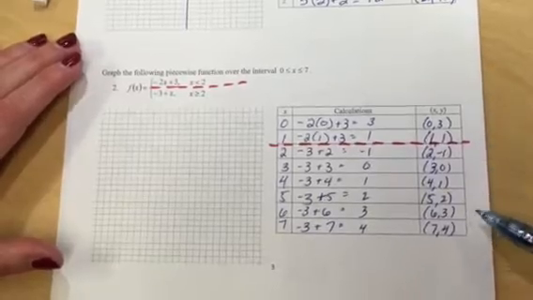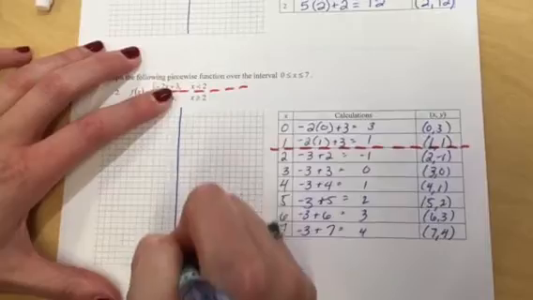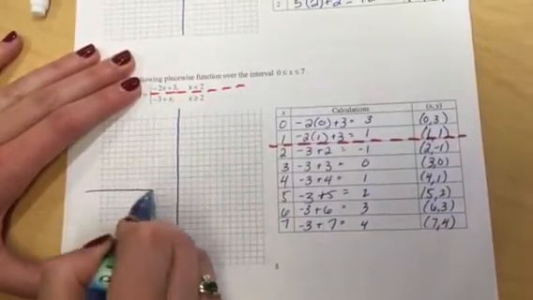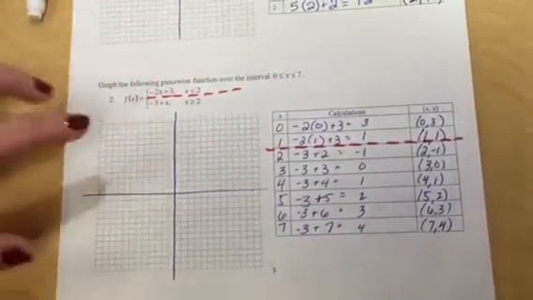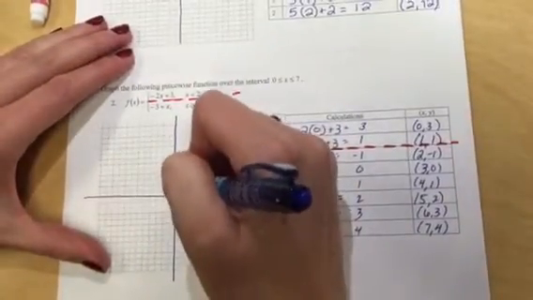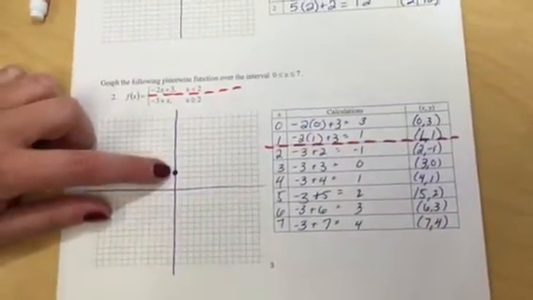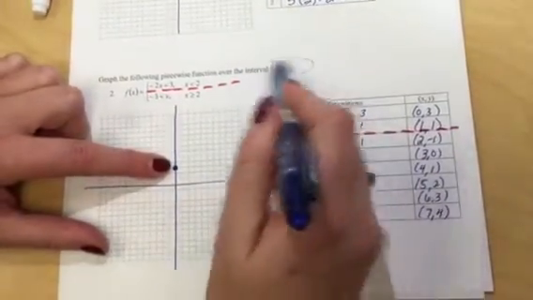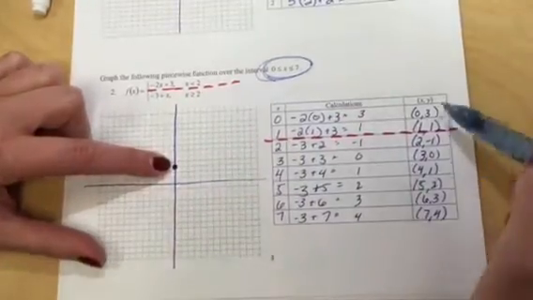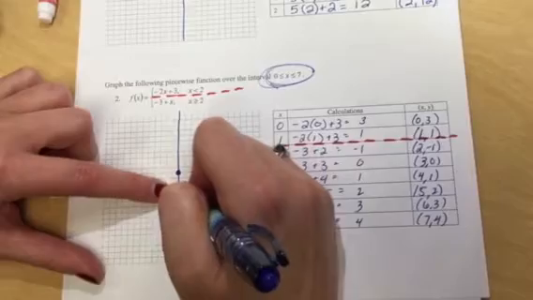Once you have all your coordinates, you set up your graph. I'm going to put a y-axis on my graph. I'm going to put an x-axis on my graph, and I'm going to plot these points. My graph starts at (0, 3). That is where my graph starts. I will not draw beyond that. We do not have arrows on this graph because we have an interval, okay? (0, 3), (1, 1), (2, -1).